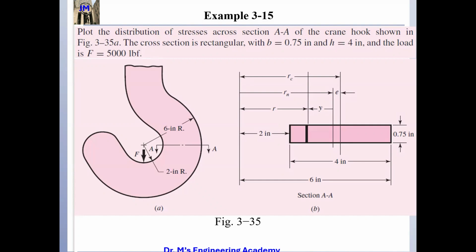At the very beginning, I do not know, so I just denote this as rn, the radius of the neutral axis. This is rc, the centroidal radius. The centroid is usually in the middle because the rectangular shape is very regular. This is the inner radius, this is my outer radius, and this is the height. So how to calculate rn?